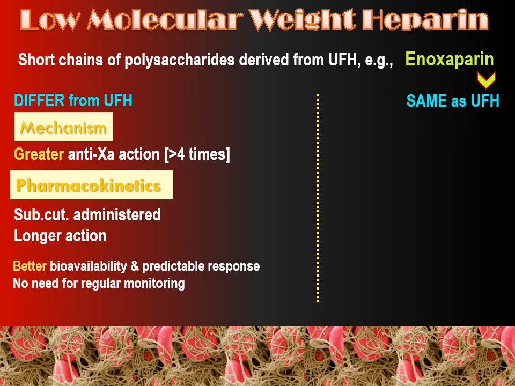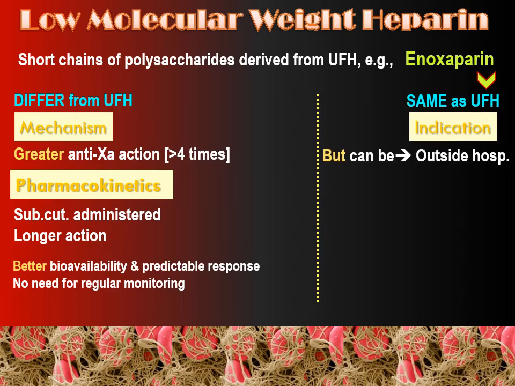So what is similar between the unfractionated heparin and enoxaparin is that they have the same indications, but enoxaparin can be given outside the hospital. Heparin has to be given inside the hospital because it can cause bleeding and it needs monitoring, and it has variable response. However, enoxaparin can be given outside the hospital due to the better bioavailability and the predictable response.